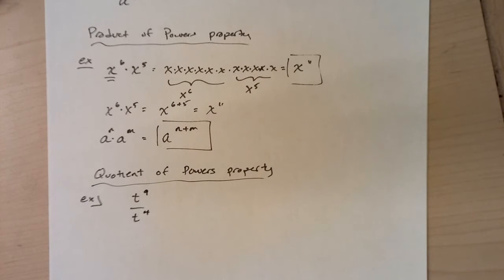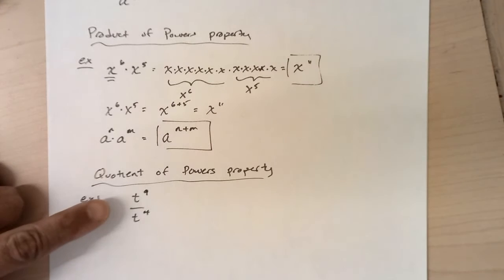The opposite of the product of powers property. So product means multiplication. The opposite of multiplication is division. That's quotient. So the opposite of the product of powers property is the quotient of powers property. So I have a specific example. Again, this is a quotient. Quotient means division of powers. So t to the 9th is a power, t to the 4th is a power.